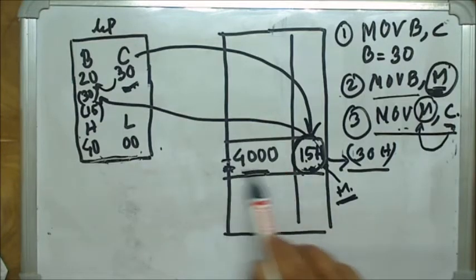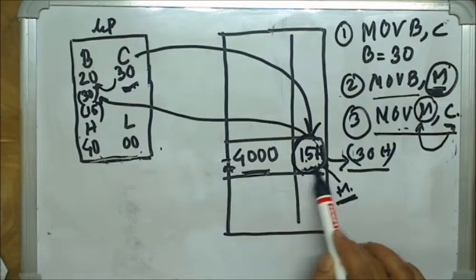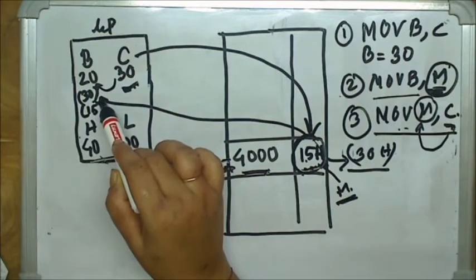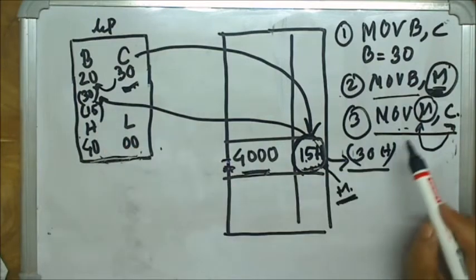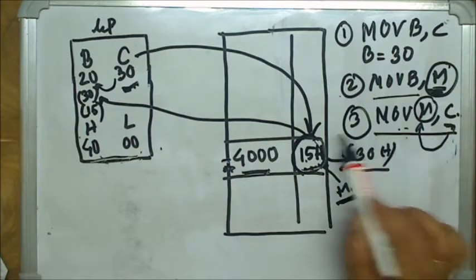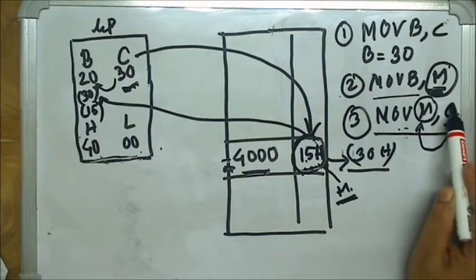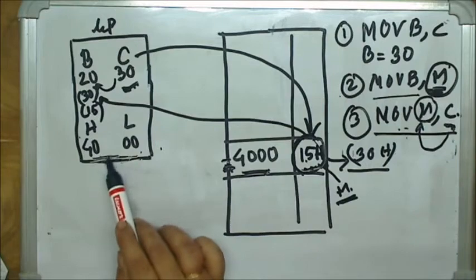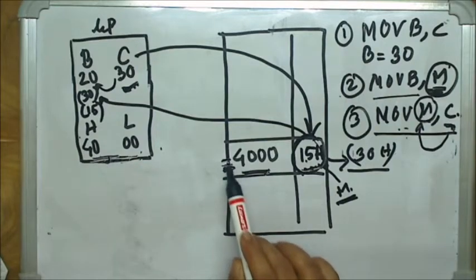It accesses the memory location 4000. In 4000, what data is stored? 15H. So this 15H data will be copied to register B. Fine. Then move M comma C. Okay. What will it do? Again it sees M, so it sees the contents of HL pair. What is there in HL pair? 4000. So it points out the memory location 4000, right?